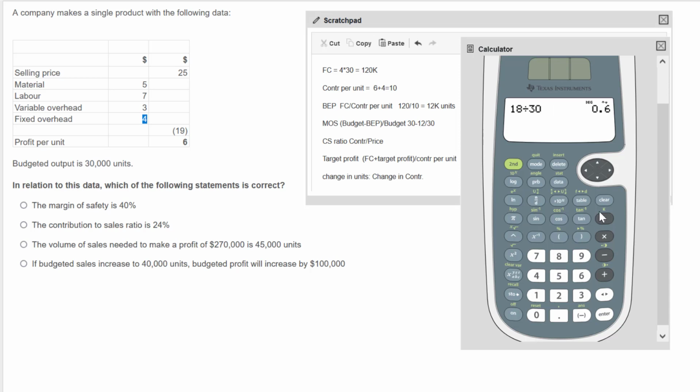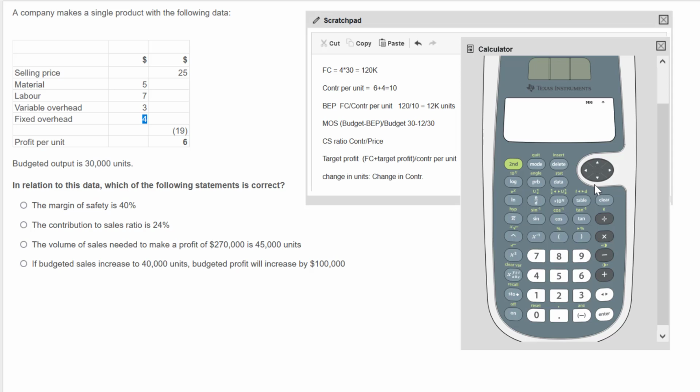Now, contribution to sales ratio. Let's just use the calculator here. That's quite straightforward. The contribution per unit we said was 10. The selling price is 25. And we get 40%, not 24%. So option 2 is incorrect.